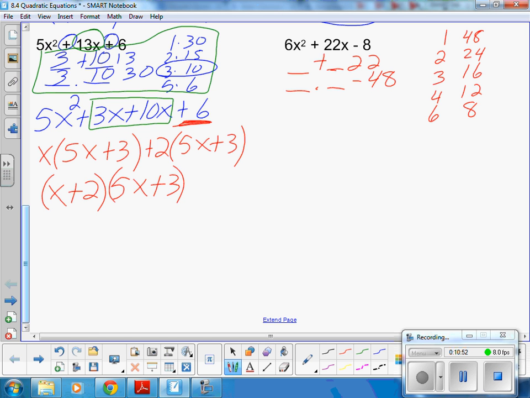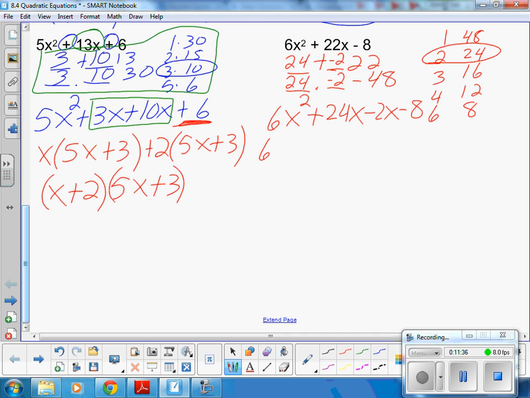So the signs are different, and they need to add up to 22. If my signs were different and they added to 22, that would give me a positive 24 and a negative 2. So I'm splitting the 22x into a 24x and a negative 2x. So 6x squared plus 24x minus 2x minus 8. Remember that minus 8 part.